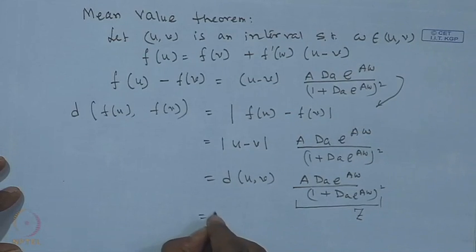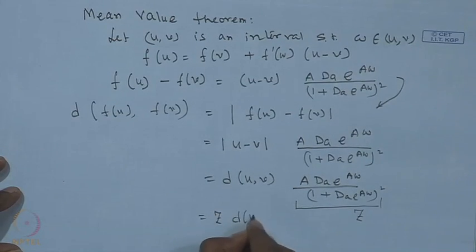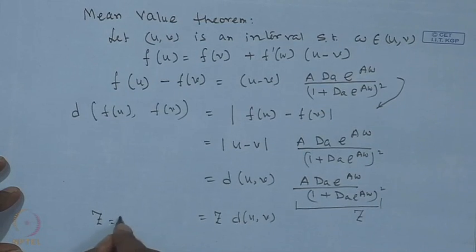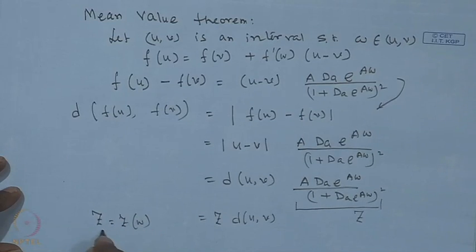So, this becomes z times metric u and v, where z is a function of continuous variable w lying in the domain 0 to 1. Now, this is a contraction map if and only if this z maximum value is less than 1. So, since z is a continuous function of w, we look at the maximum value of z.